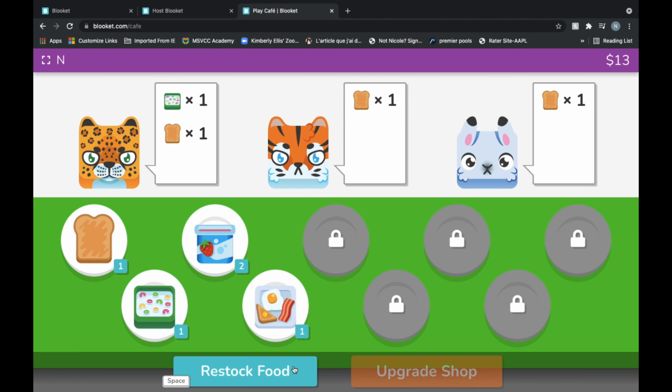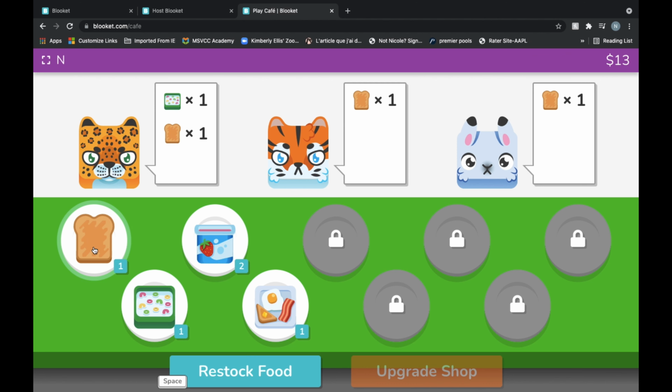Muy bien. Now they have cereal and toast. So this guy wants cereal and toast. This guy wants toast. This guy wants toast. So we have a new animal, so I'll point that out. This is el conejito, or el conejo, which is the word for bunny rabbit. So we're going to go ahead.